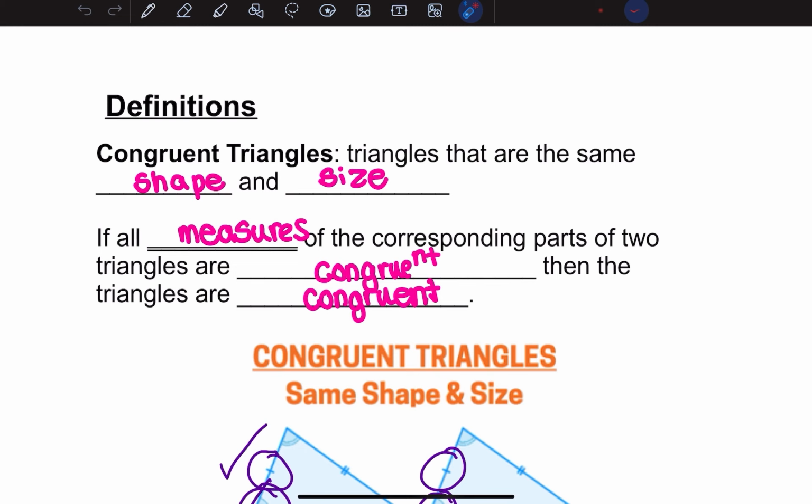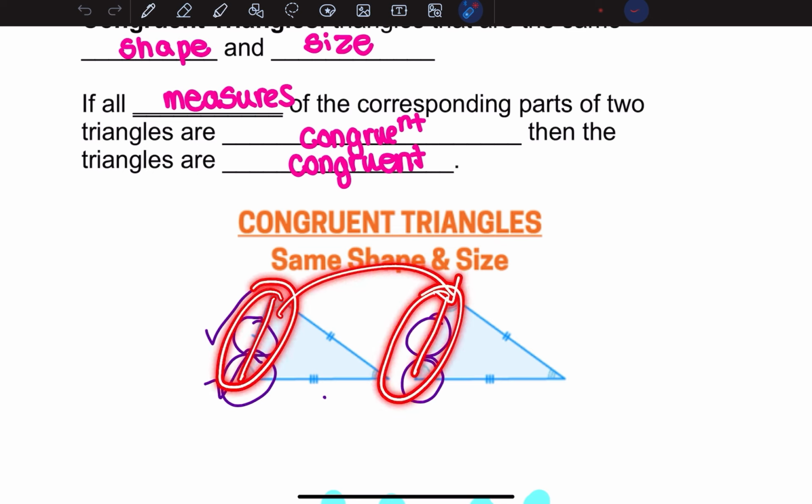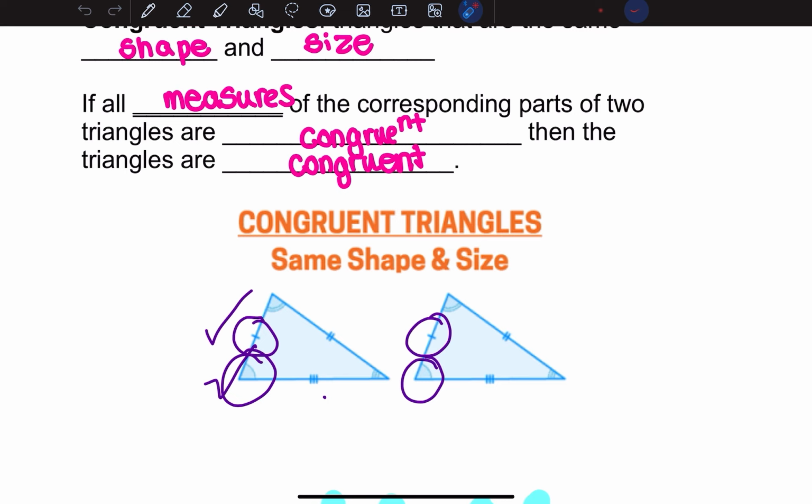So what is that saying? That's saying that if all of the sides that correspond, so if this side maps to this side, and they are congruent, and that is the same for every side and every angle, then they must be congruent. Basically, if all of the sides and angles are congruent in both triangles, the triangles are congruent, which makes sense because if everything is the same size and shape, then they are congruent.